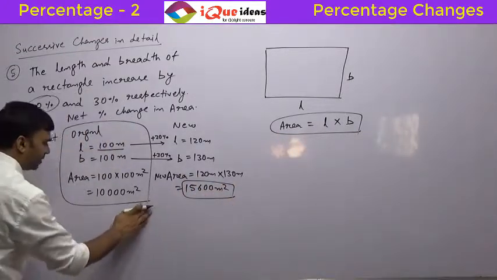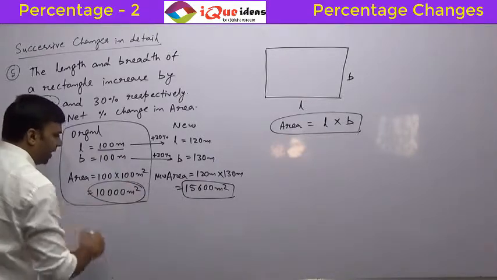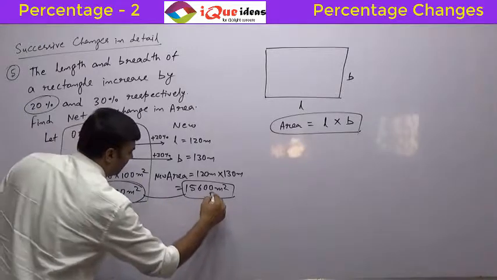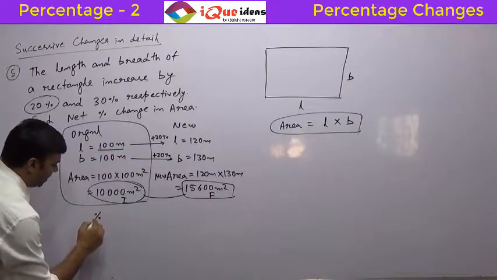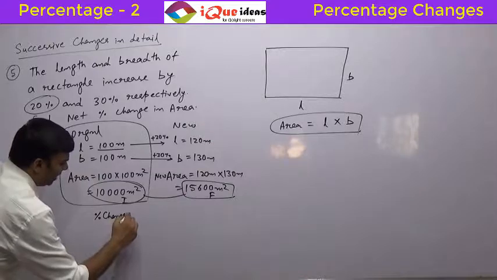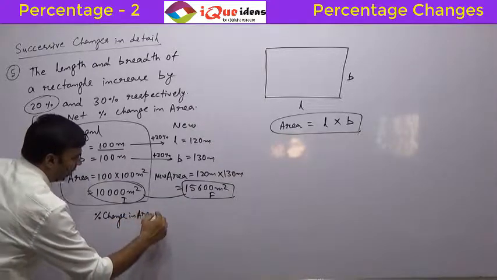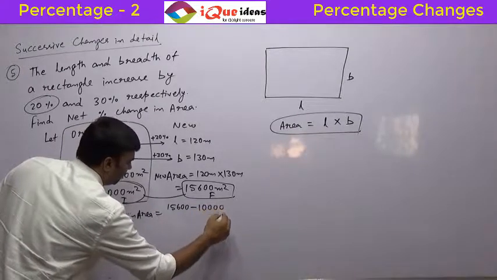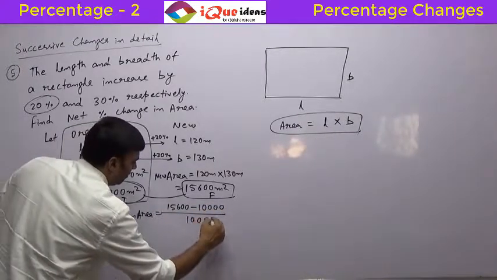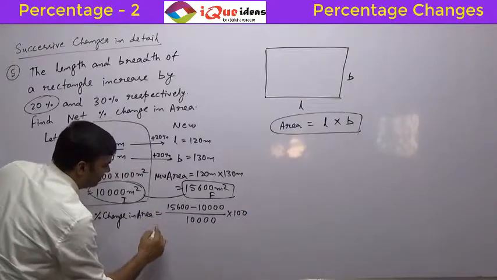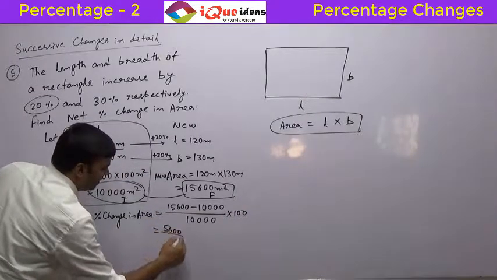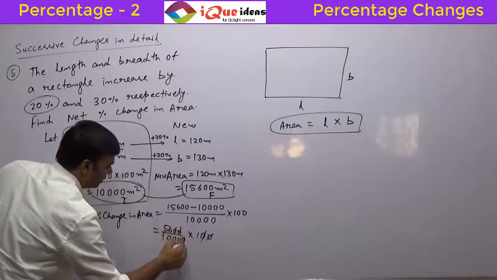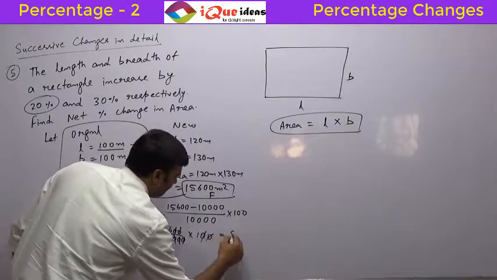So we have to find the percentage change from this value, original area, to the new area. This is our initial value, this is our final value. So the percentage change in area will be equal to 15,600 minus original value. This is final minus initial upon initial into 100. So this gives us 5600 divided by 10,000 into 100. The zeros cancel. So the answer is 56%.